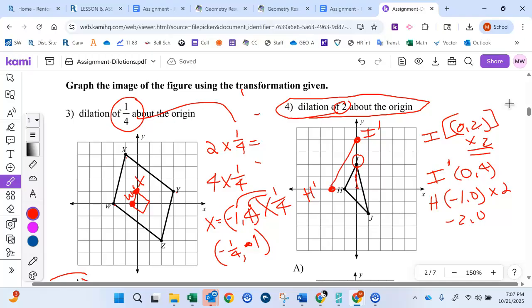So maybe I'll do one more point. 1 this way, 1, 2 down. So that means we're going to double it. So this one's going to go 2 over and 4 down. So J prime is going to be there. And it should be the same shape, but bigger and stretched around the origin.